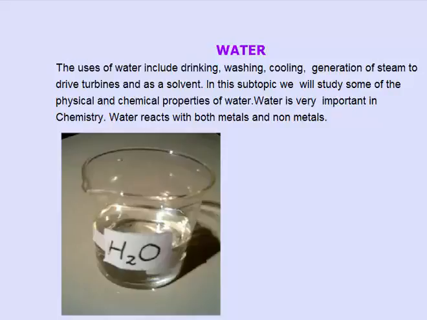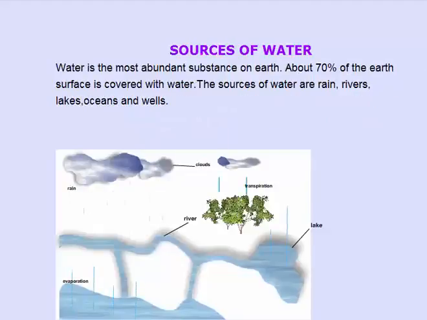Water is very important in chemistry. Water reacts with both metals and non-metals. Water is a very important and abundant natural resource. Water occurs in rivers, lakes, oceans, rain, and wells.